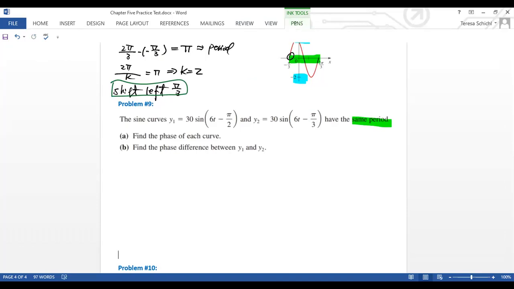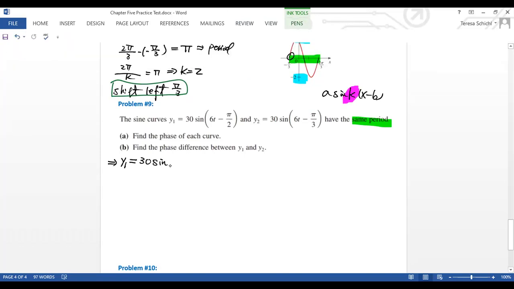Okay, so now because they have the same period, let's take a look here. So y1 is equal to 30 sine. Remember the period: you have to have a constant. So remember this is a sine of k x minus b, right? So for the period, you have to what? In front of it, all right?